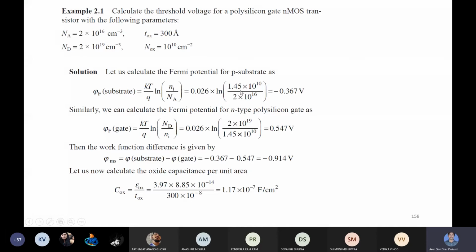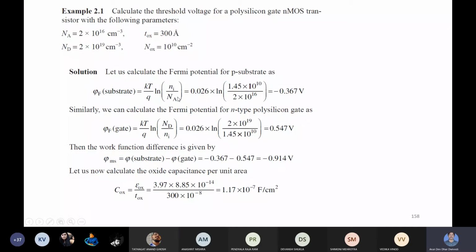Generally, silicon intrinsic concentration is 1.45 into 10 power 10 per centimeter cube. It may be given here, or if not given, then you have to keep in mind that silicon intrinsic concentration is 1.45 into 10 to the power 10 per centimeter cube, and Na is given 2 into 10 power 16. And kT by q is thermal voltage.